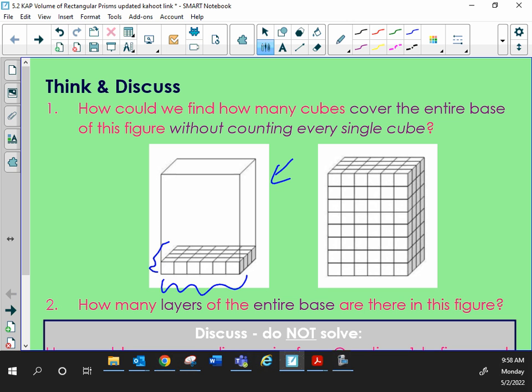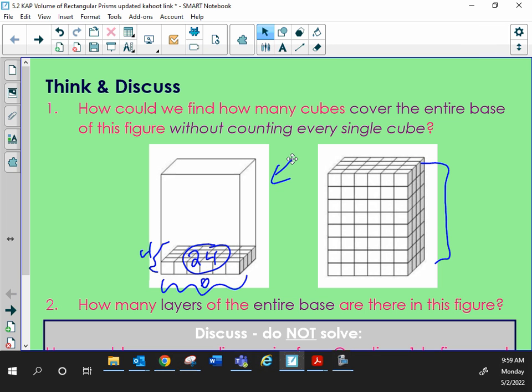Okay, then if I wanted to figure out how many total cubes are in this whole thing, this is 6 by 4, so there's a total of how many? 24. If I then wanted to find the total number in all of it, then I would multiply by the height. Multiply what by the height? The base. The area. We found the area of the base, right?